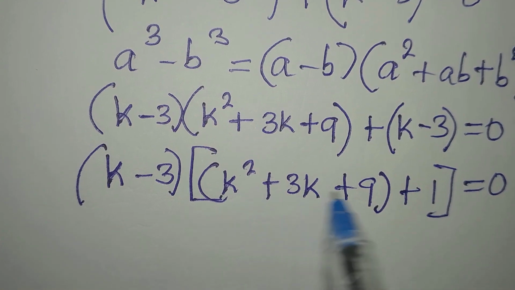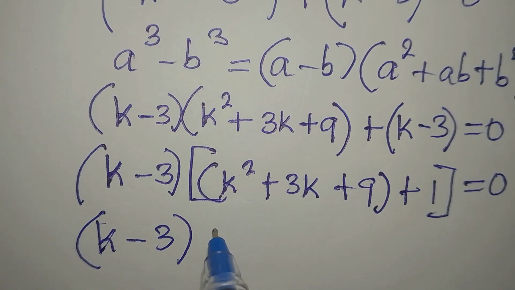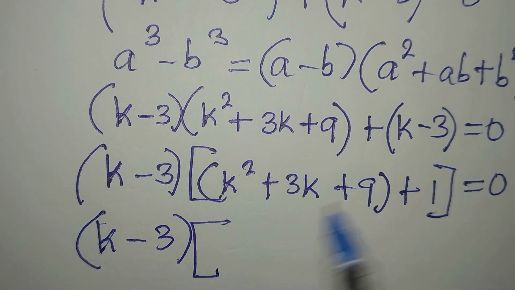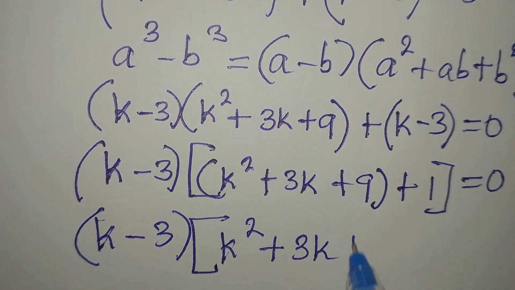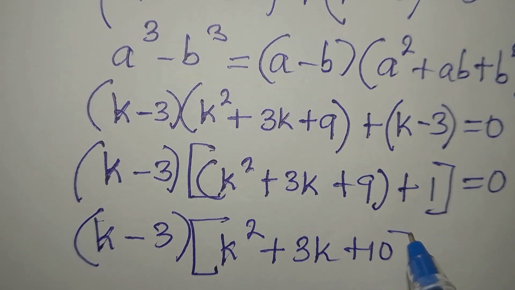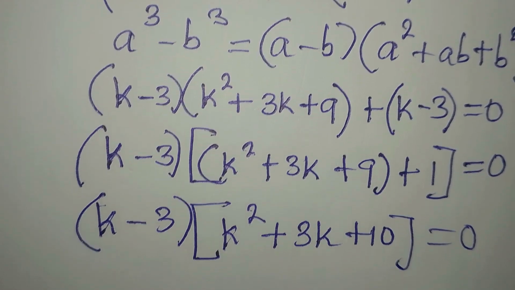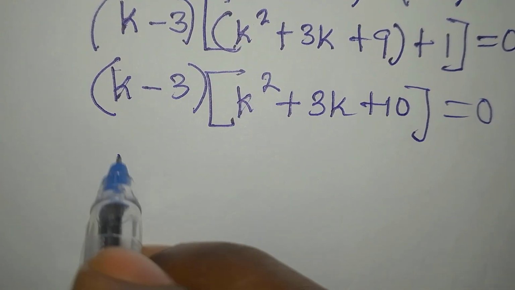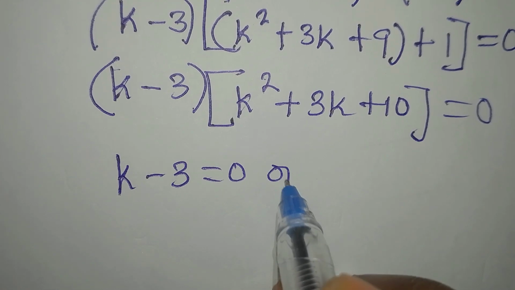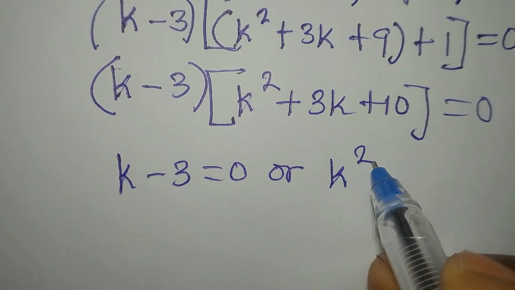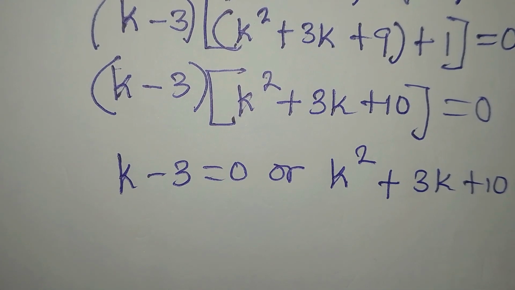Now we open the inner bracket here, so we have k minus 3, the common factor. Then if I open the inner bracket, I have k squared plus 3k plus 10 equals 0, because 9 plus 1 is 10. To continue with this, we have k minus 3 to be equal to 0, or k squared plus 3k plus 10 is equal to 0.